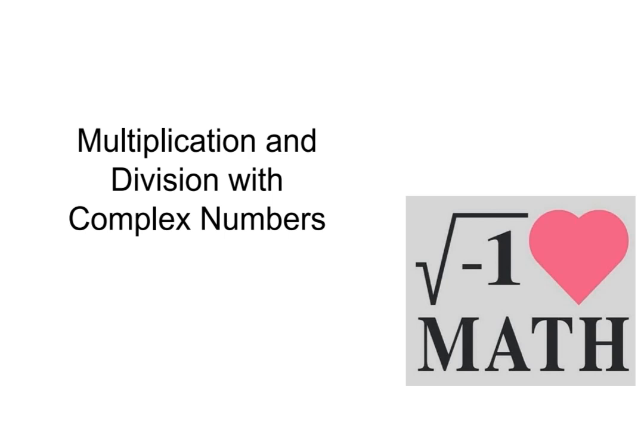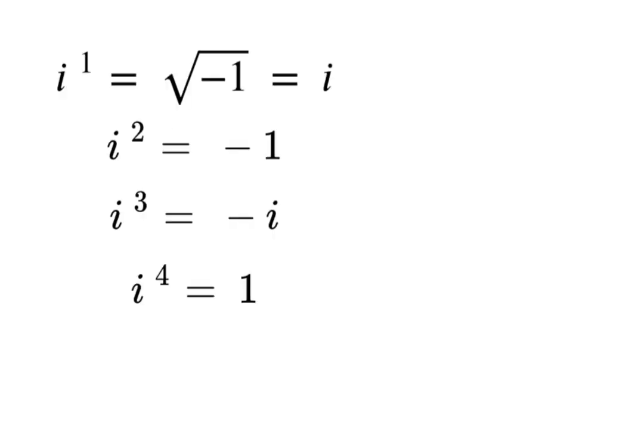Let's do some more math with complex numbers. One thing you're going to be asked to do is simplify i to some power. So here are the four main answers that could come up. We have i to the first, and we know that's just i because anything to the first power is itself. Let's look at i squared.